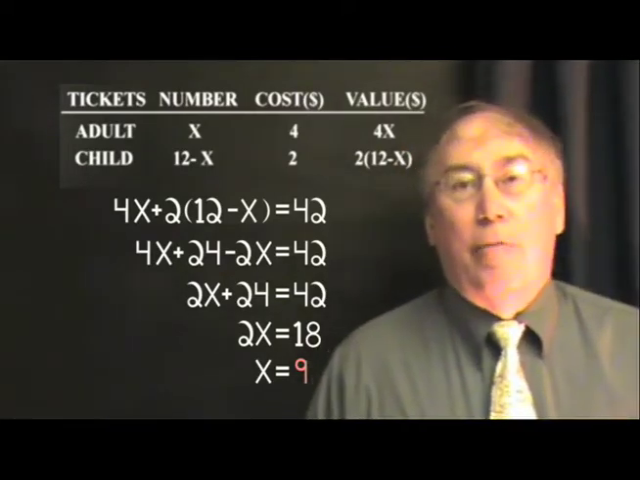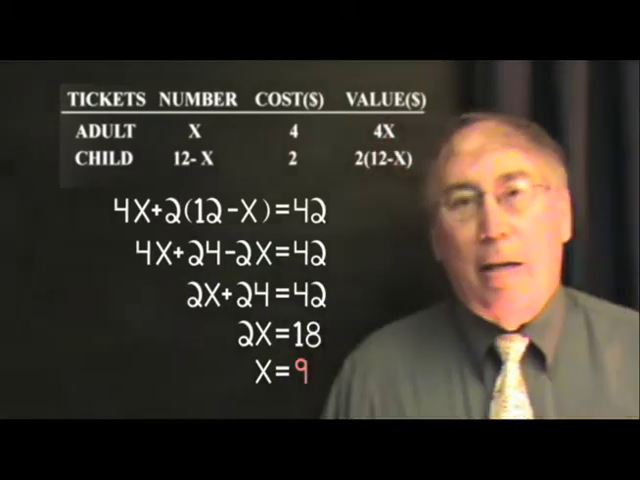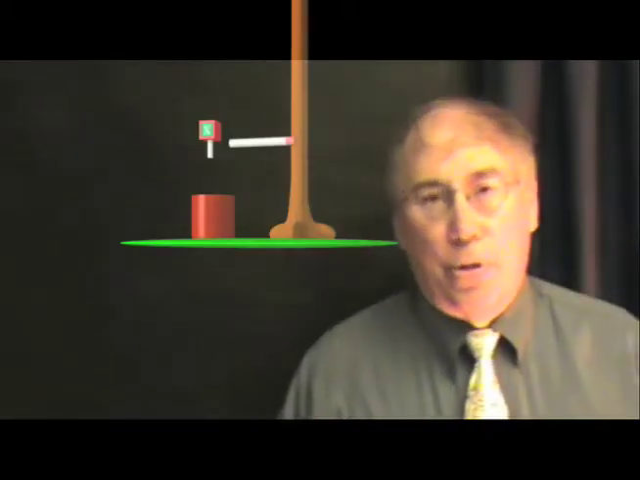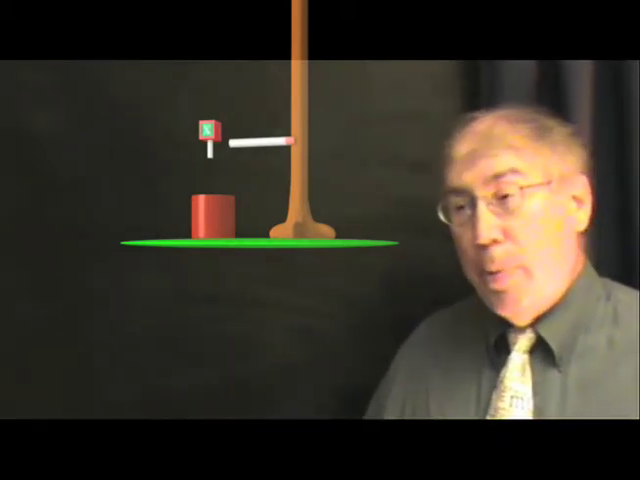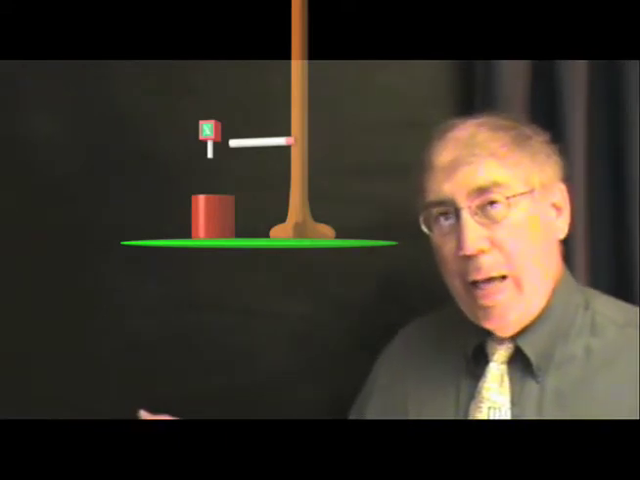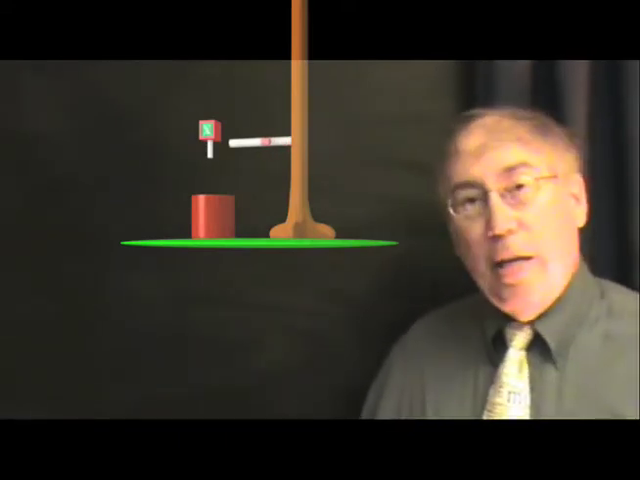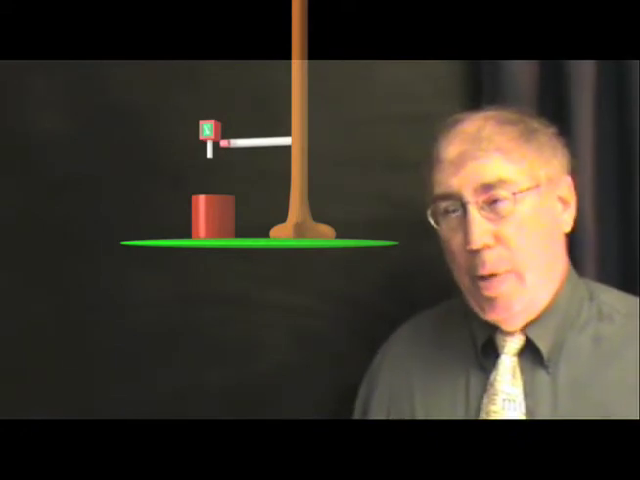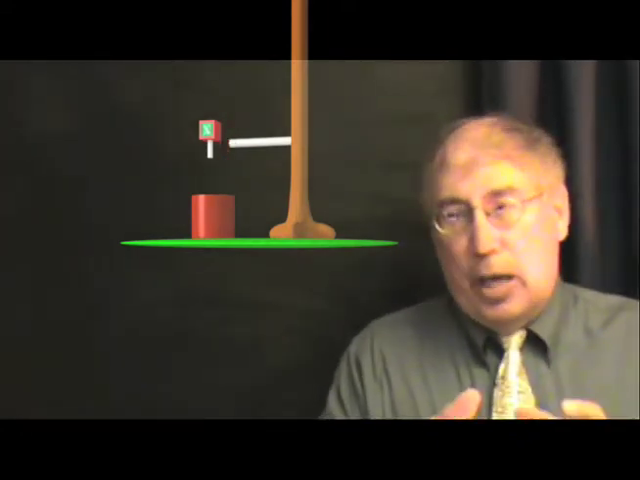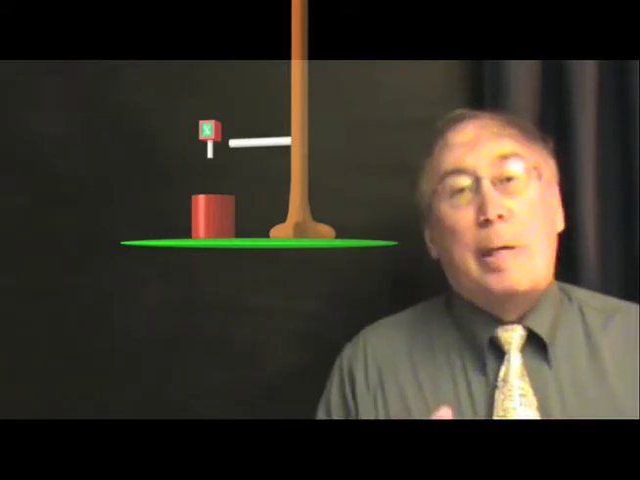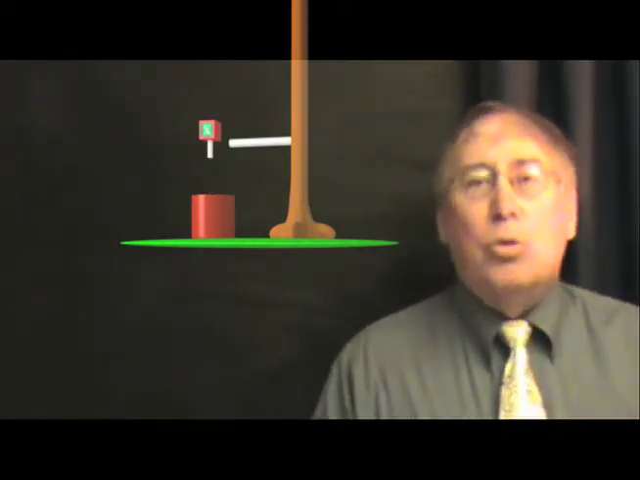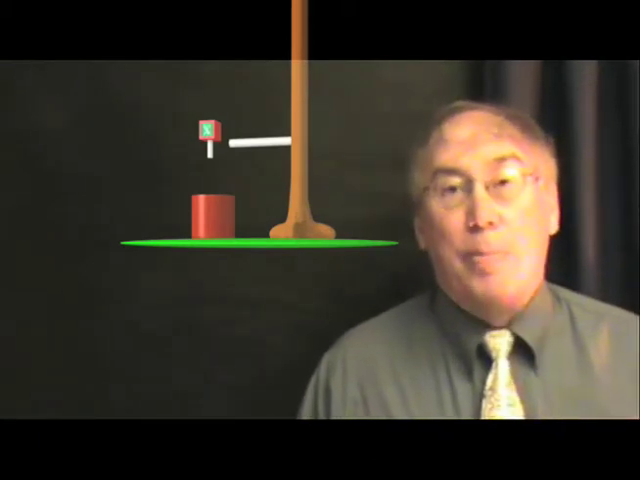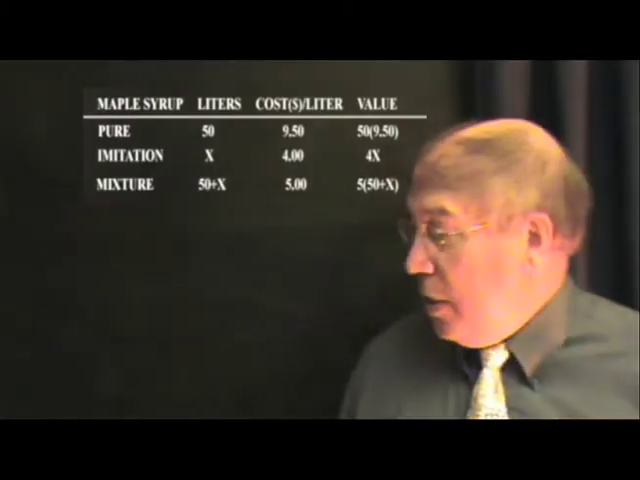Our next problem involves mixtures concerning maple syrup coming from a tree. Let's say we're going to drain out so much pure maple syrup from a tree, and it's going to fall into this red bucket here. Now we're going to add to that some imitation maple syrup, but we don't know how much we're going to add. But we want to add enough so that our total selling price is $5 per liter. Okay, so let's look at what that looks like.